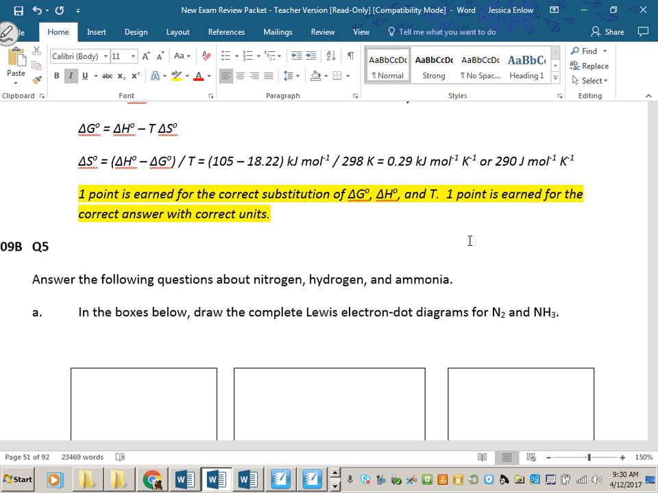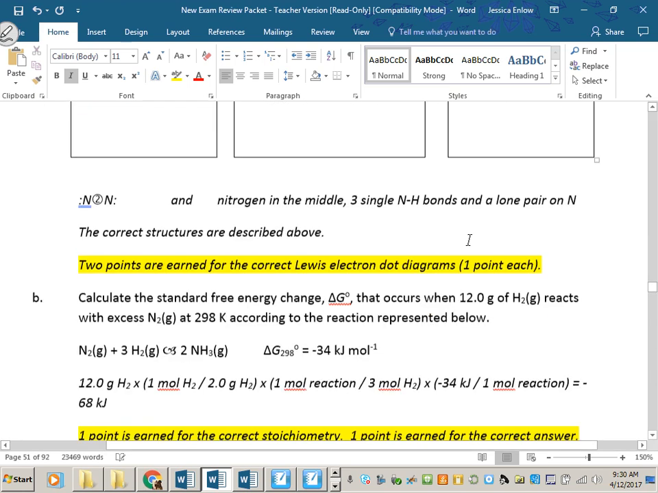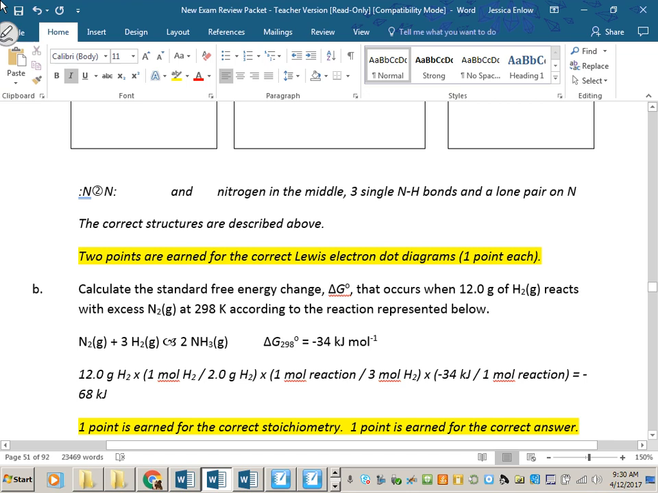One lone pair of nitrogen and 3 hydrogen ligands. Hey guys, we're going over homework still. Okay, so 1 point for each of the correct Lewis dots. If you did not draw the lone pair, no credit. Period.